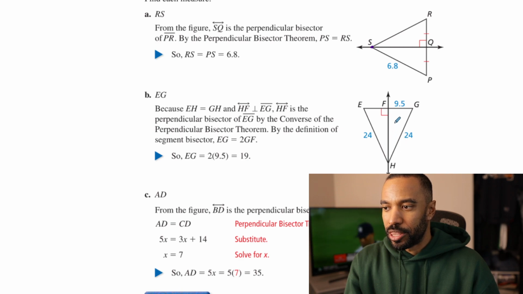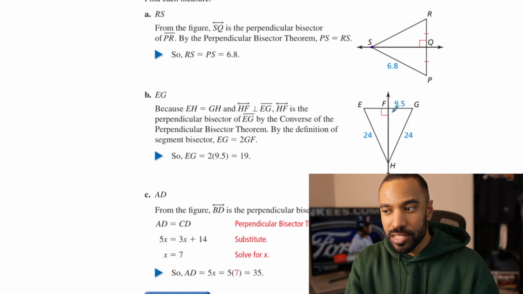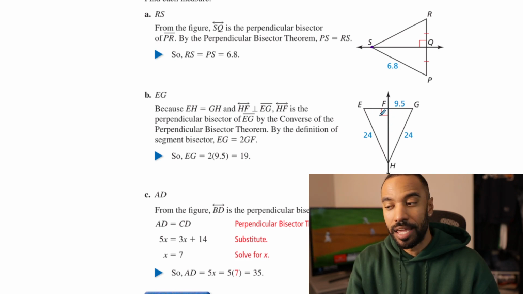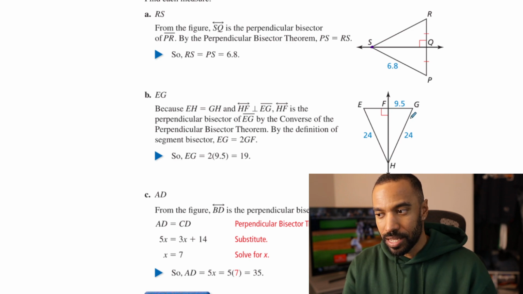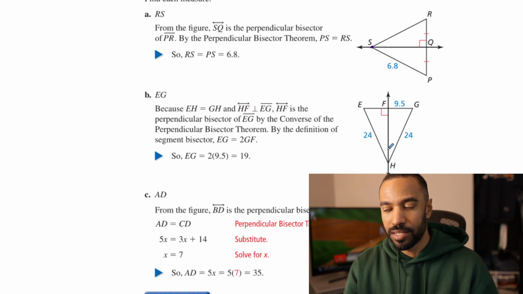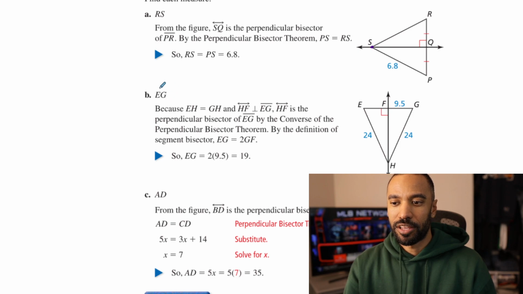Part B, find the length of EG. Well, they do have a perpendicular line here. They do not state whether or not it's a bisector. They just state it's a perpendicular line. But they do show that these are both 24, which means this point is equidistant to the endpoints of the segment, so it is on the perpendicular bisector of that segment. And we know it's on the perpendicular portion for sure. So that means that F is the midpoint of this segment, which makes this 9.5. But they say find the length of all of EG. If this is 9.5 and that's 9.5, you can double it and you get 19.